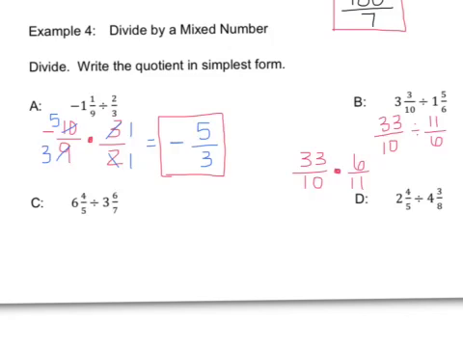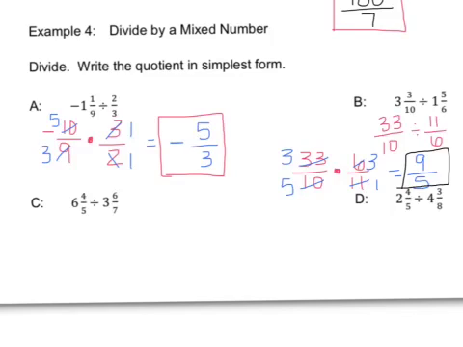Let's do some reducing. So 33 and 11 can both be reduced by 11. So we get a 3 up here and a 1 down here. 10 and 6 can both be reduced by 2. So we end up with a 3 and a 5. If we multiply straight across, 3 times 3 is 9. 5 times 1 is 5. So we get 9 over 5 to be our final answer for that one.